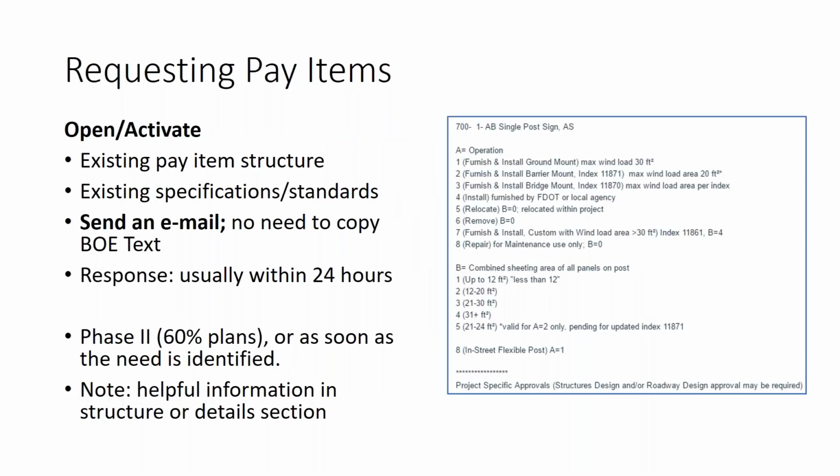So when asking for those pay items, always look at the existing item, and you can send us an email. There's no need to copy out the BOE text. We have that readily available. But we do try to respond within 24 hours. If you're within a critical time, please let us know so that we can respond to that as soon as possible. But it's always helpful if you will share information related to your project so that we can determine if this is a project-specific need or a general need that will be shared by others.